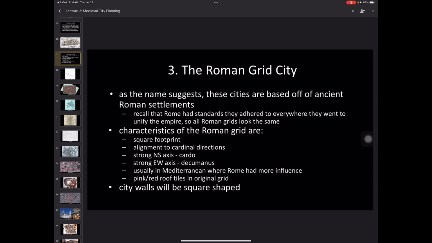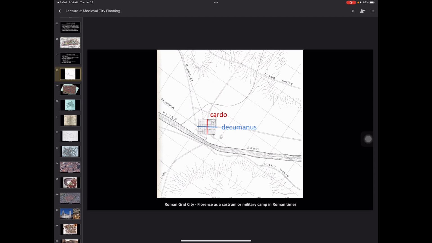The walls for this are gonna be square, and we'll see that during medieval ages, the square begins to break apart, but it's still kind of there. So this is what a military camp or a castrum looks like during Roman times. So you can see it's kind of just a city with 4 quadrants. So we have our cardo going north-south, our decumanus going east-west.